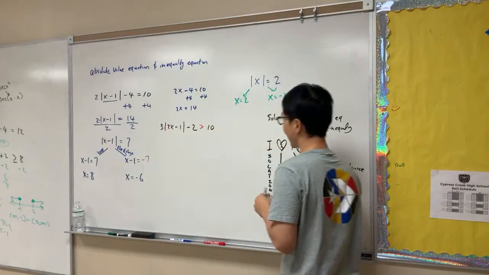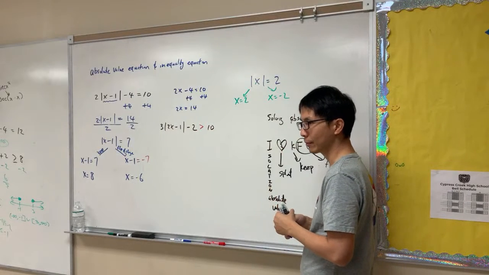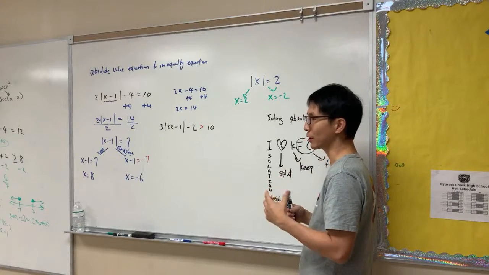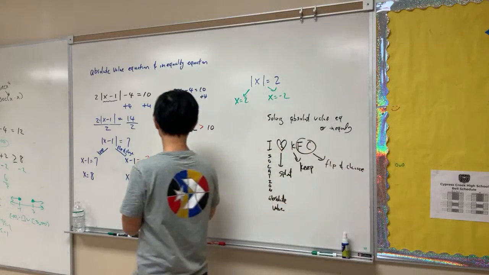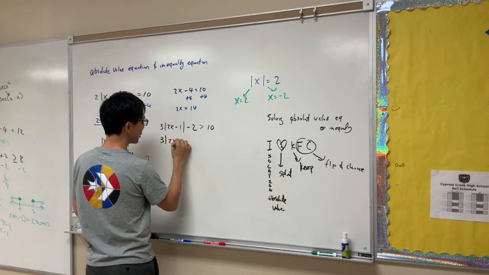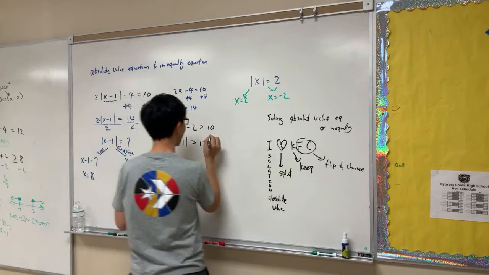So what do we do as the first step? Isolate. You need to be alone first. I need some time to think. I can't really see, I'm teaching you how to break up with your boyfriend. So that's going to be 3 times |2x minus 1| is greater than 12. I add 2 on both sides.